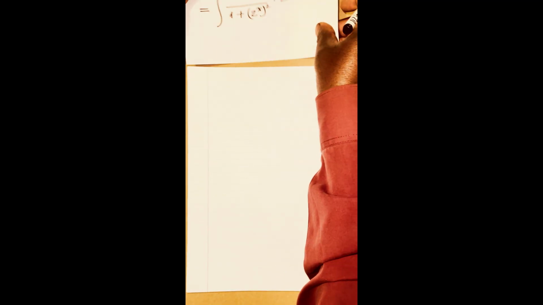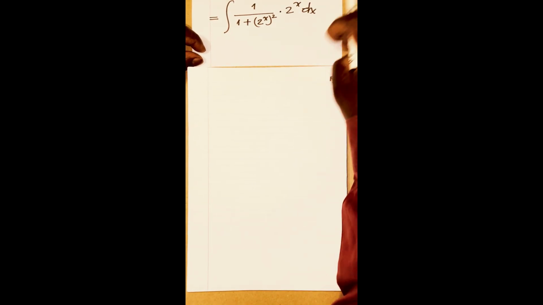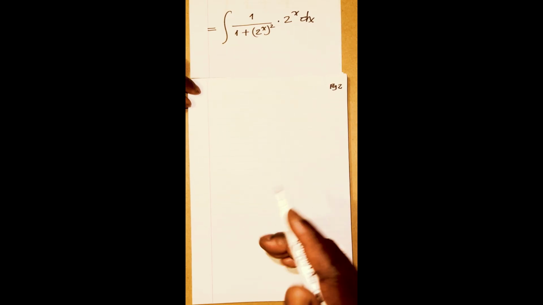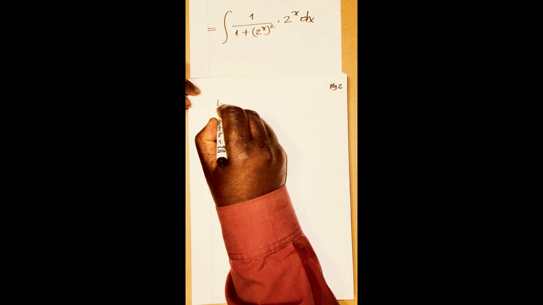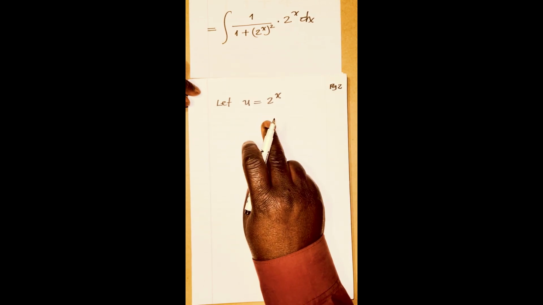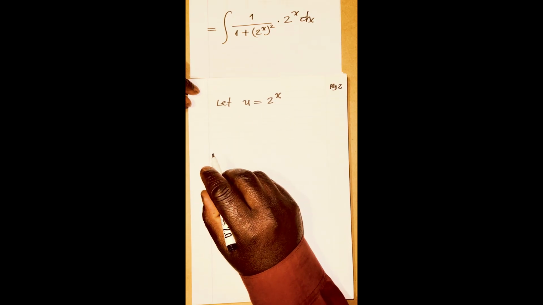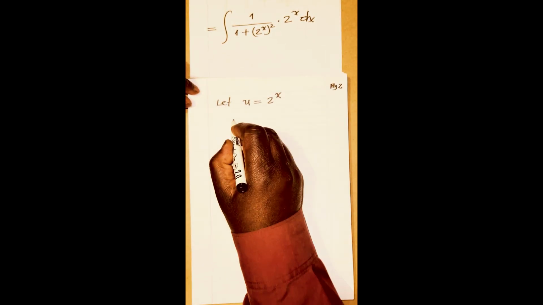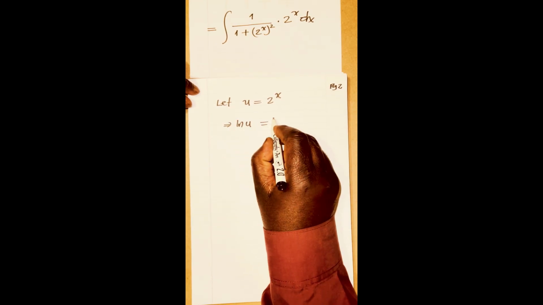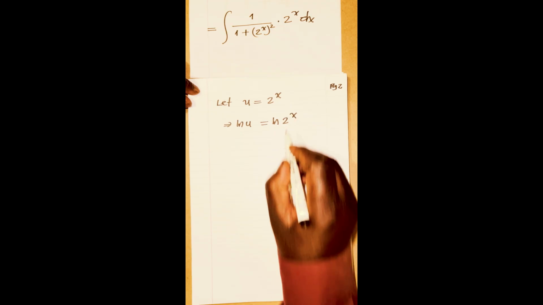So what we have now is, let me bring this page down so that you can see where I'm going and where I'm coming from. Right, so now I'm going to let u be equal to 2 to the power x, and because I have an exponential function on the right hand side, I'm going to take the natural log on both sides. So this implies the natural log of u is equal to the natural log of 2 power x.